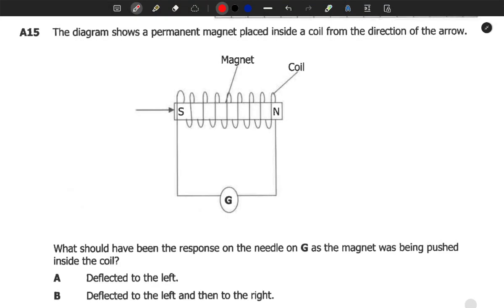Here we go again. All right, so here's the question about electromagnetic induction. It's a very nice question. Let's read together and answer it properly.